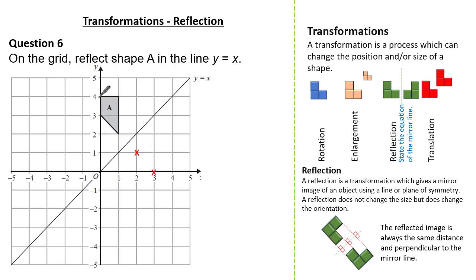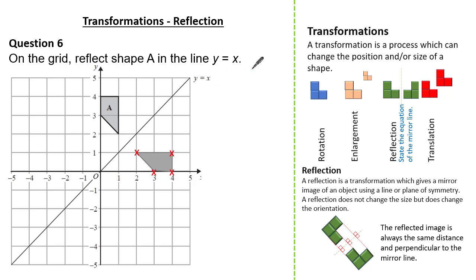Our next vertex is 2 diagonals away from our mirror line, ensuring that we are perpendicular. So therefore we're 2 diagonals away, perpendicular to our mirror line. Finally, this vertex is 1.5 diagonal squares away from our mirror line, ensuring that we're always perpendicular. So we must be 1.5 squares away from our mirror line. As you can see, we've reflected our shape A in the line y equals x.